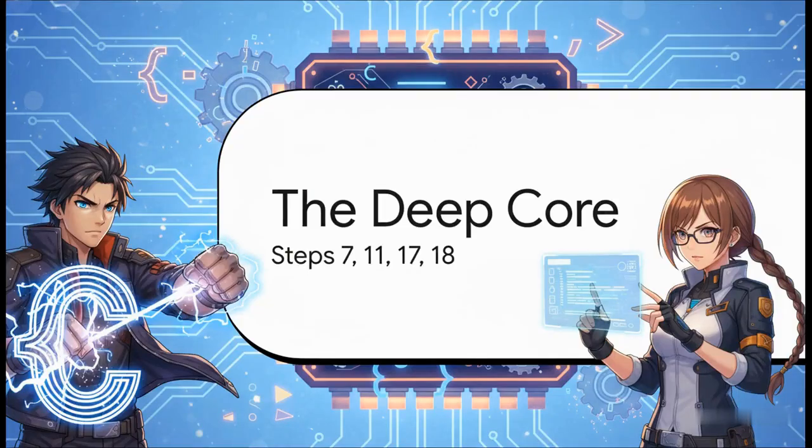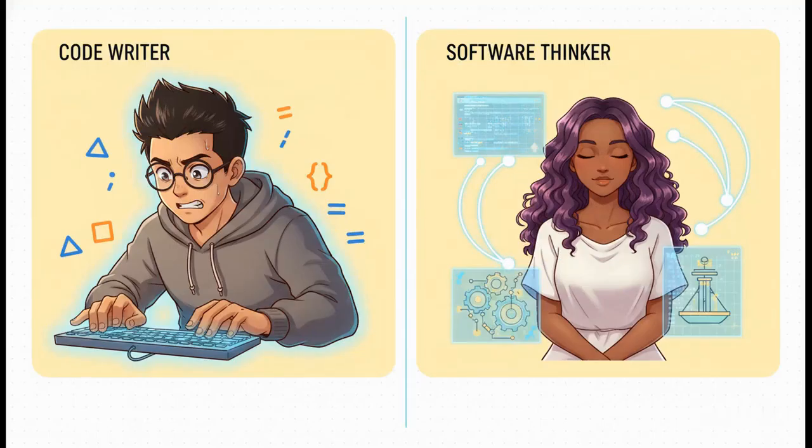All right, things are about to get slightly more intense. Welcome to phase 3, the deep core, covering steps 7, 11, 17, and 18. Now, what's really interesting about this concept is the massive difference between a code writer, who only focuses on basic syntax, and a true software thinker. A software thinker actually understands memory, pointers, and the difference between the stack and the heap. Memory is the absolute beating heart of computing. Knowing how to actively manage it is the exact thing that elevates a beginner into a bona fide expert.